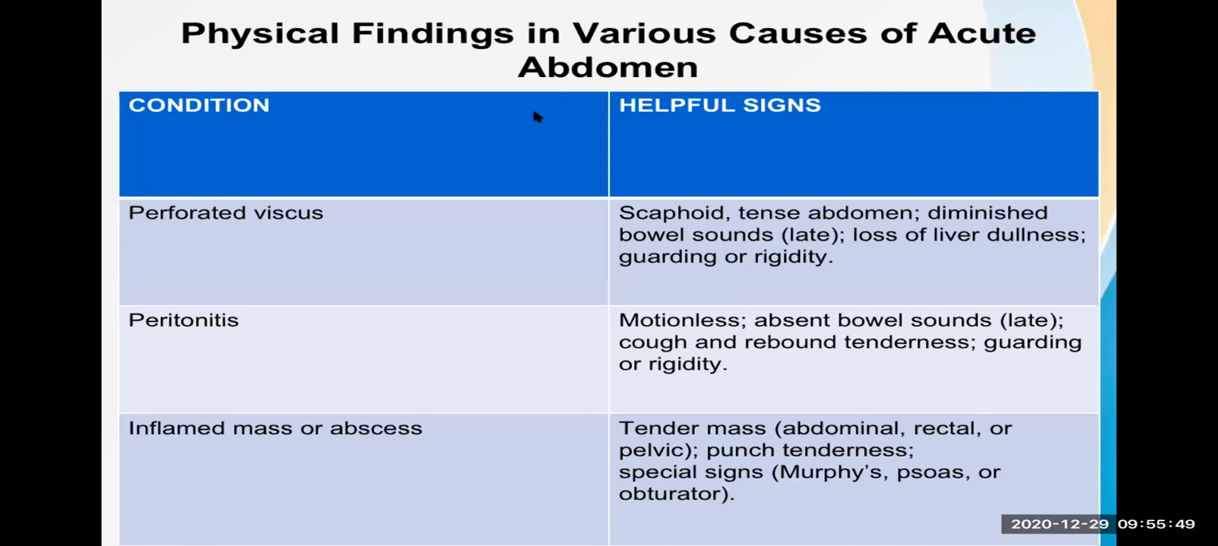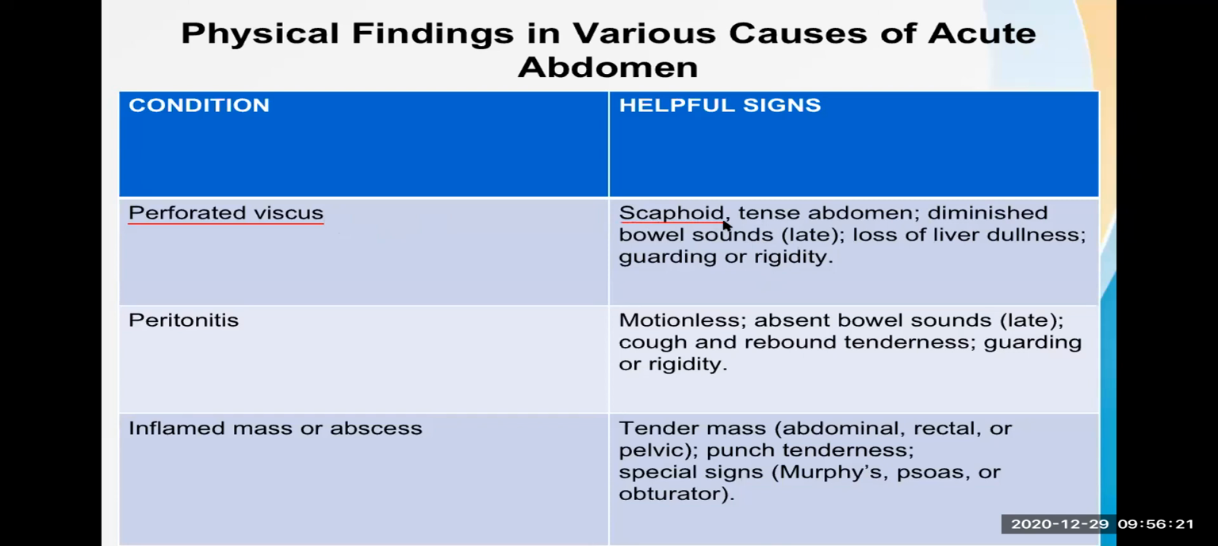Now, perforated viscus means the GI tract has developed perforation anywhere. Okay, it may start from the stomach, it may be in the duodenum, jejunum, ileum, colon, any part. So what happens if we examine that particular patient? The abdomen may be scaphoid, means it may be depressed downwards, just like a boat shape. Boat-shaped abdomen is called scaphoid abdomen.